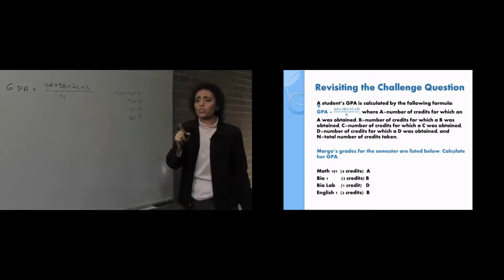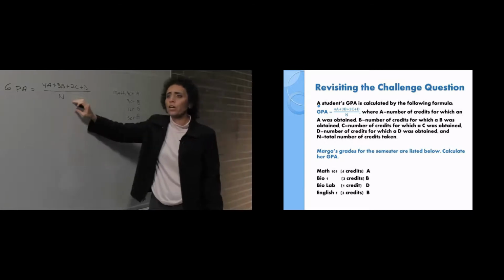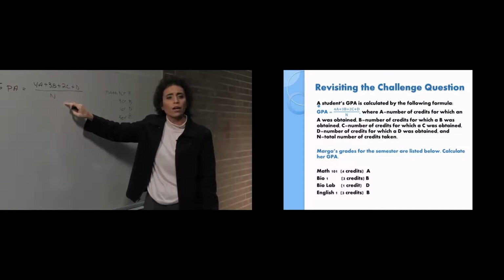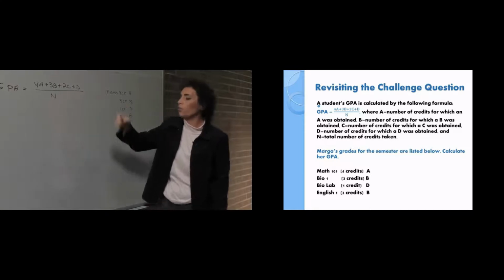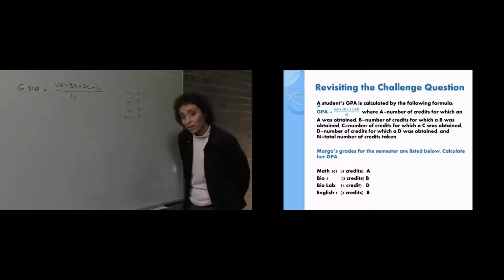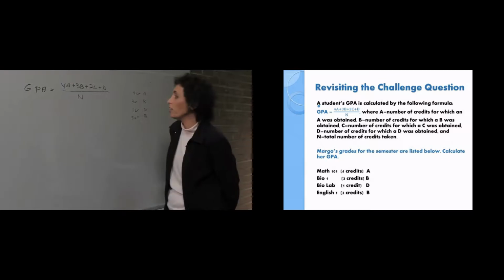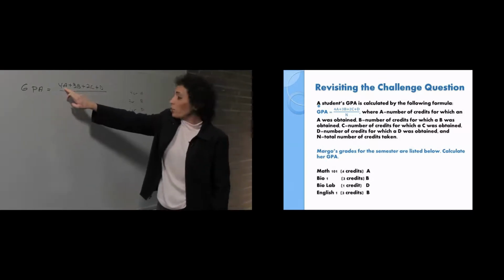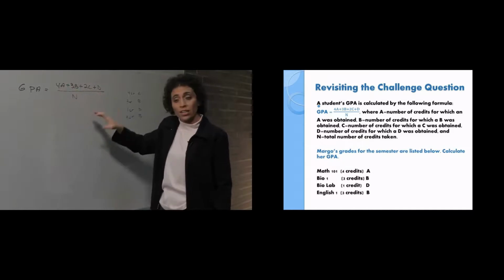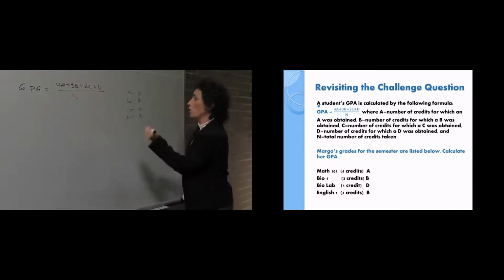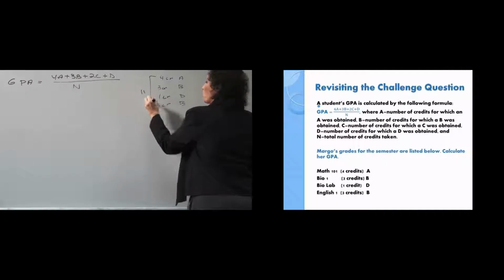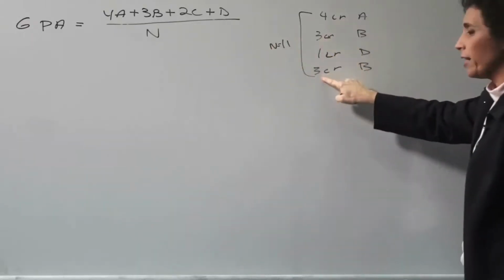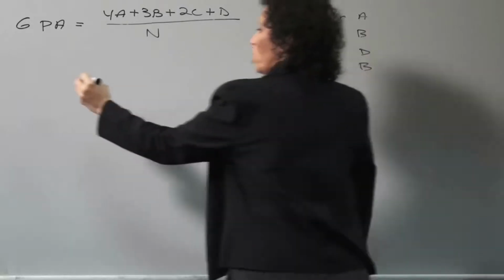So notice what it says. GPA equals this formula where A is the number of credits for which an A was obtained, B is the number of credits for which a B is obtained, and so forth. All right, let's calculate Margot's GPA finally. We have to figure out how many credits she has of A's, B's, C's, and D's, and then divide it by the total credits. And she took 11 total credits, so that is N. N is 11, right? 4, 5, 6, 7, 8, 9, 10, 11.